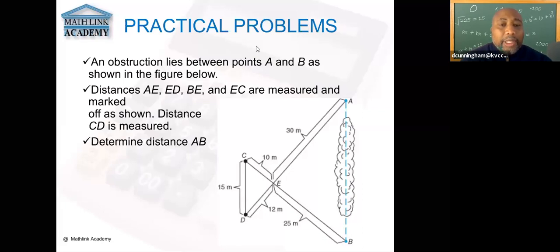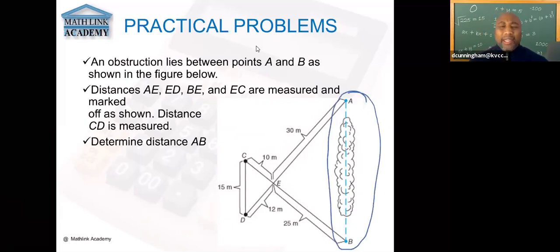Now let's look at this: an obstruction lies between points A and B, as shown in the figure below. So this is another example. We have the distances you see here from A to E, E to D, B to E, E to C, marked below. Now what we want to determine is the distance between A and B. Let's go on our whiteboard and draw this, and maybe you want to try this before I show you the answer, to see if you get the same answer we get for this particular problem.